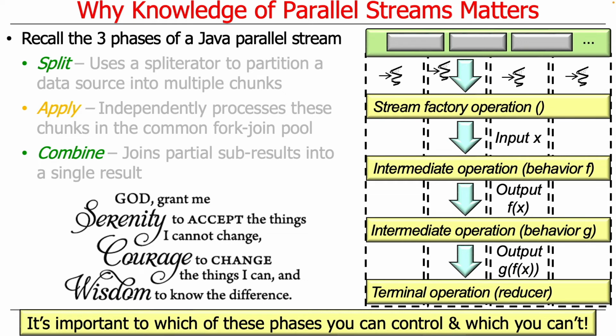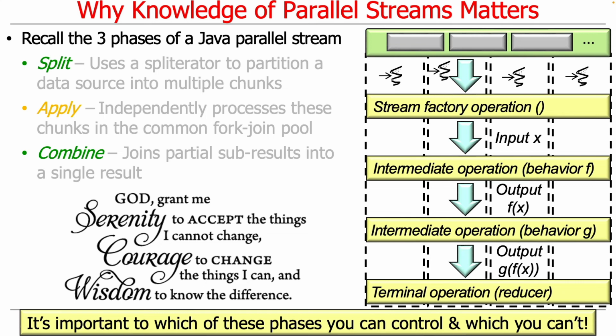And it's really important to know which phases you can control and which ones you can't. So you can, in large measure, control the split phase because you can define spliterators. You can, in large measure, control the combine phase because you can define the terminal operations. You can write your own collectors and so on, or take ones that are out of the box. The apply phase is a little different. There's not a lot you can do to the apply phase.